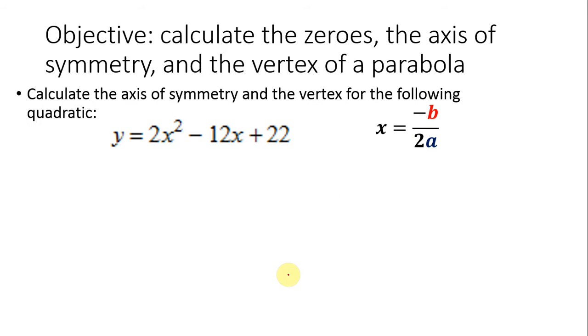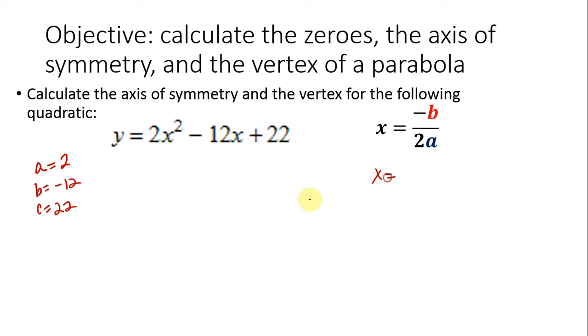Do this one. All right, first thing, let's write down A, B, and C. A here is 2, B is -12, and C is 22. Let's find our axis of symmetry.